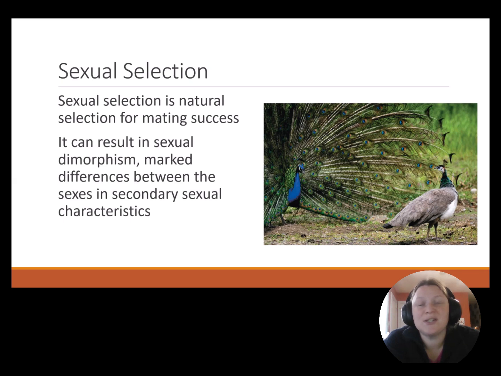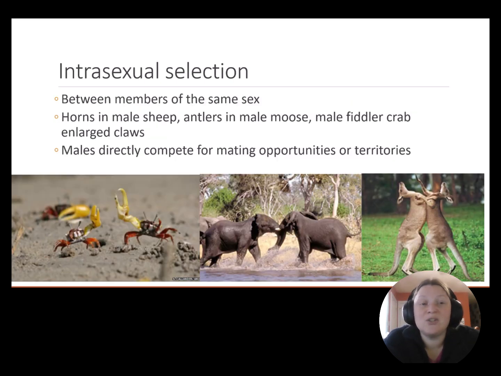Sexual selection is a type of selection where organisms are reproductively successful based on a particular trait. This can result in sexual dimorphisms. This is when we have males and females of a species that look very different, and it often has to do with secondary sexual characteristics. There are two types of sexual selection. Intrasexual selection is between members of the same sex. Generally, this is male competition.